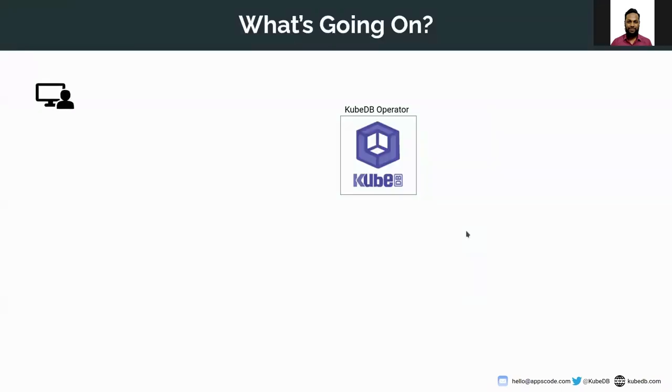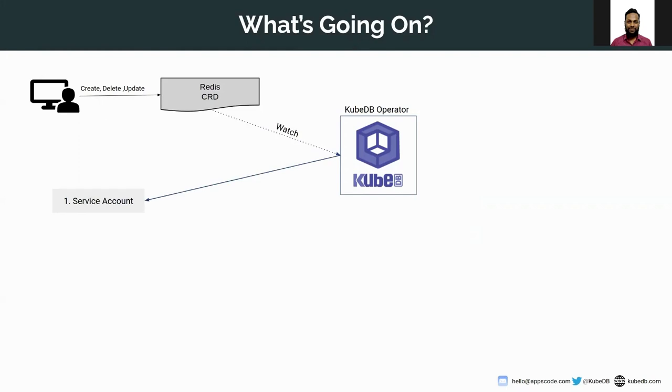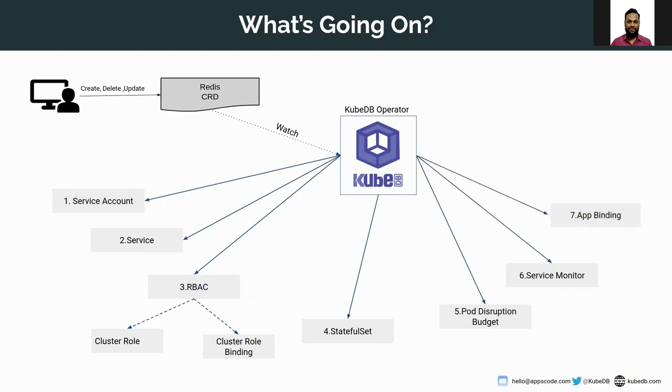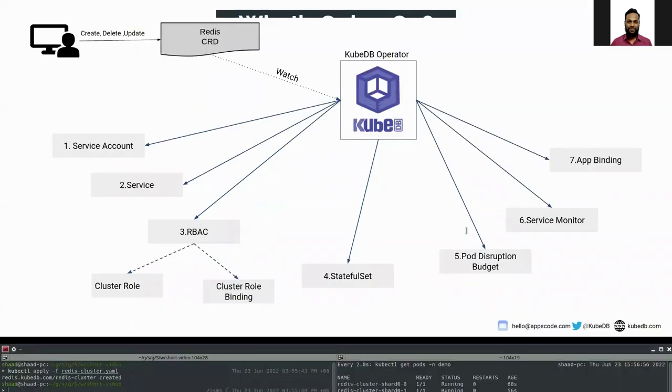As a user, I have created a Redis CRD, and this Redis CRD is watched by the KubeDB operator. After I applied the YAML, the KubeDB operator will first create a service account and service. Using that service, we can connect to the database. After that, the KubeDB operator will create a cluster role and cluster role binding. Then it will create the StatefulSets. In this case, we have 3 masters, that means 3 shards, so there will be 3 StatefulSets. Then the KubeDB operator will create a pod disruption budget, and after that, it will create a service monitor and app binding. Let's have a look at how things are there.